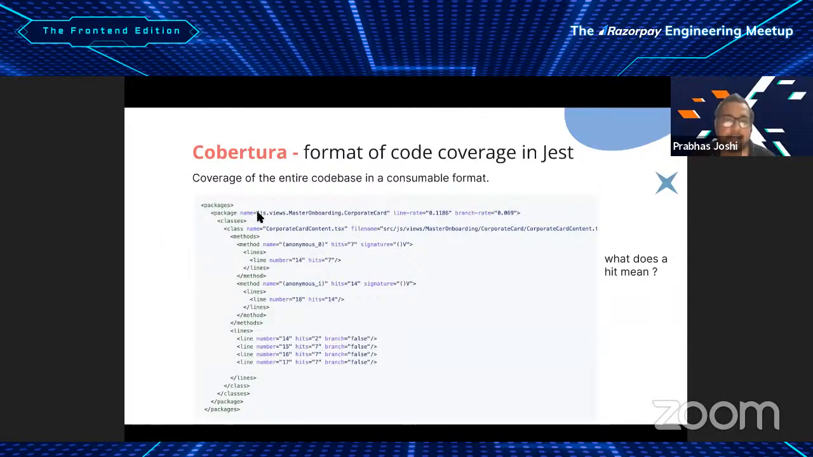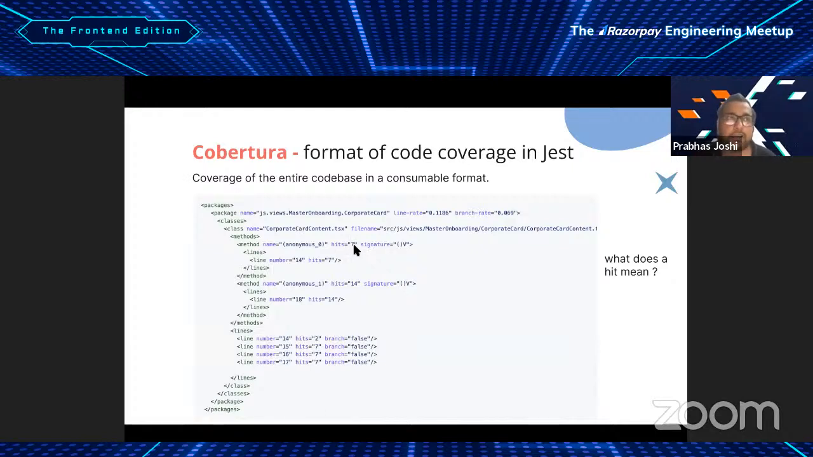So basically, it tells me that, okay, this is a folder. This is a folder, and then these are the different files inside that folder. So a package is a folder, then a class is a file inside that folder. Here are the different methods inside this file. Here are the different lines inside that file. And for every line, if you see, there's a thing called hits, right?